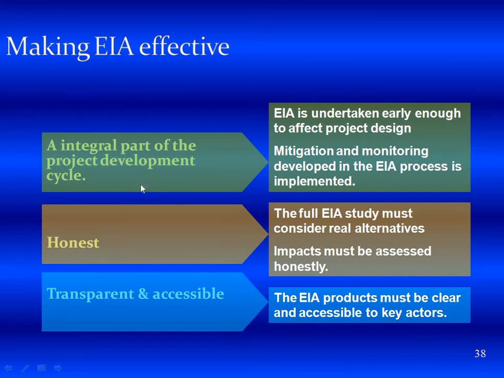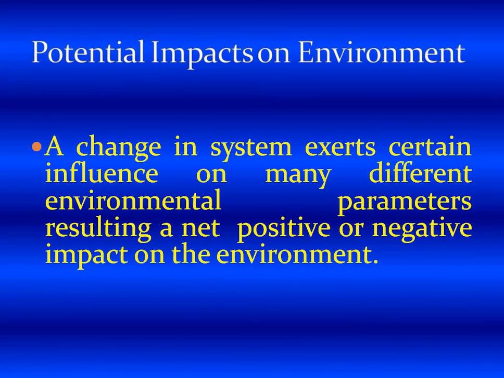Making EIA effective: EIA must be an integral part of the project development cycle. It needs an honest approach, and must be transparent and accessible. Anybody can access it and it should be transparently presented. So these are very important components of EIA. EIA as an integral part of the project means what? EIA is undertaken early enough to affect the project design, before the design stage. Mitigation and monitoring developed in the EIA process is implemented. Then honest, because a full EIA study must consider real alternatives, and impact must be assessed honestly. Transparent and accessible: EIA products must be very clear and accessible to key actors. Everybody should be able to access that. Not hidden. Not confidential.